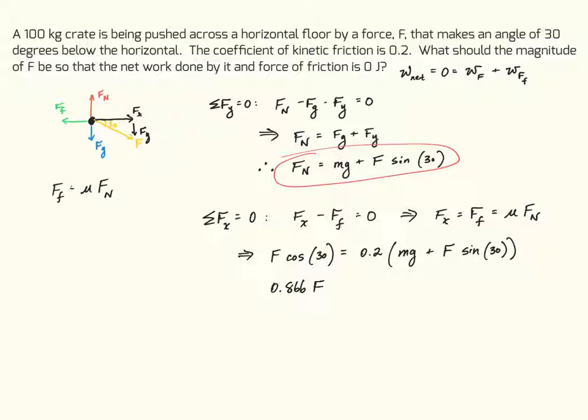0.866 F. And then we're going to have 0.2 times 980 newtons, that's our mass, times the acceleration due to gravity, plus F, plus 0.5 F, because the sine of 30 is 0.5, okay?